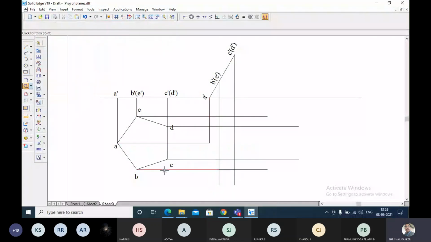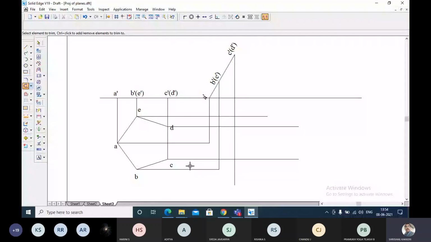Similarly, B to B. B and B, they are intersecting here. B of this and B of this, they are intersecting at this. And do not go erratically, go A, B, C, D, E, F like that. Otherwise you will be committing mistakes, especially in drawing.